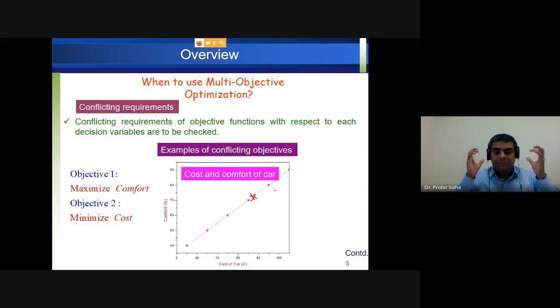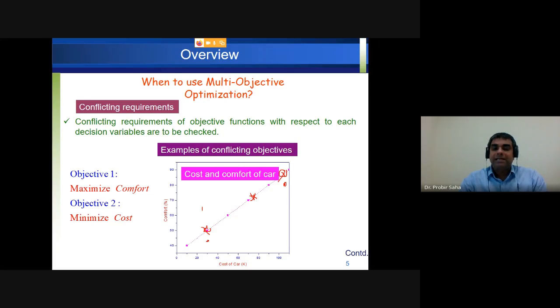If the customer says, okay, I do not have big money, so I am not bothered about the comfort, give me this car, he is very happy. But that is the best. It is not like the solution is coming from somewhere else. This is the best solution. Similarly, someone says, I have huge money, I can spend more money, so I need maximum comfort. He can go for that, but that is the best solution too. So the solution is not lying off this line.